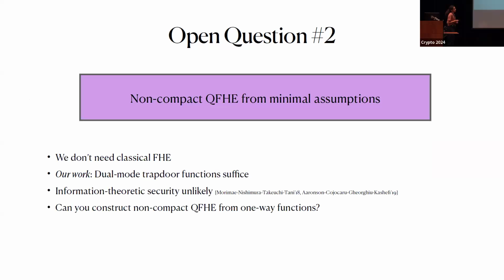And second, in the non-compact setting, what are the minimal assumptions we need? As we saw, we don't need classical FHE. And by our work, only dual mode trapdoor functions suffice. But what is the minimal assumption? Are dual mode trapdoor functions necessary? So it turns out there is some evidence that information theoretic security is unlikely. But can you get them from, say, one-way functions? Yeah, that's my talk. Thank you.